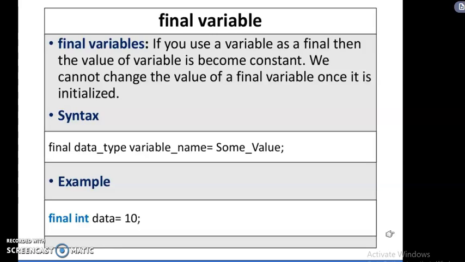The syntax of this final variable is: final is the specifier, data type, variable name and some value. Example: final, specifier, data type int, variable name data is equal to 10.